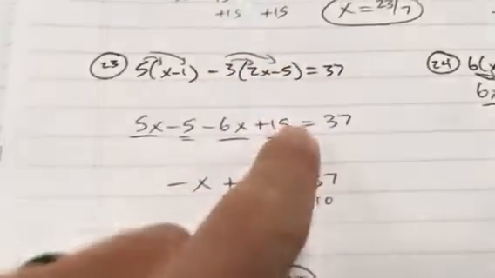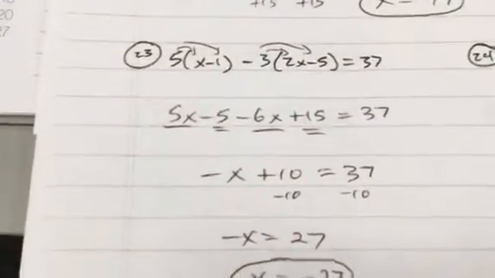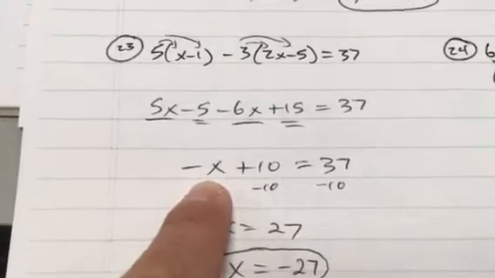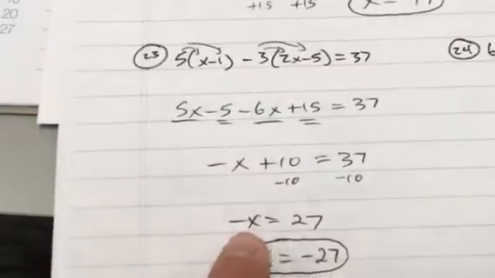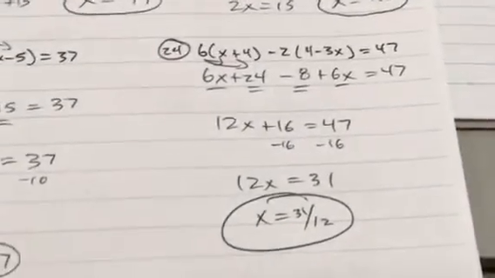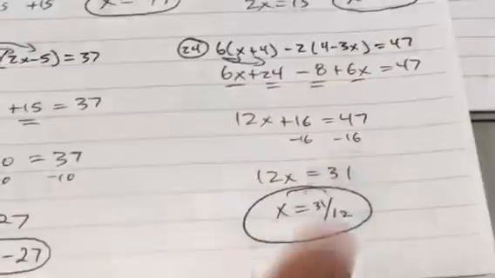Negative times a negative is a positive for that 15, so be careful. 5x minus 6x is a negative x. All right, so if the opposite of x is 27, x is the opposite of 27. That's how you want to think about it. Again, a negative times a negative is a positive, 6x there.